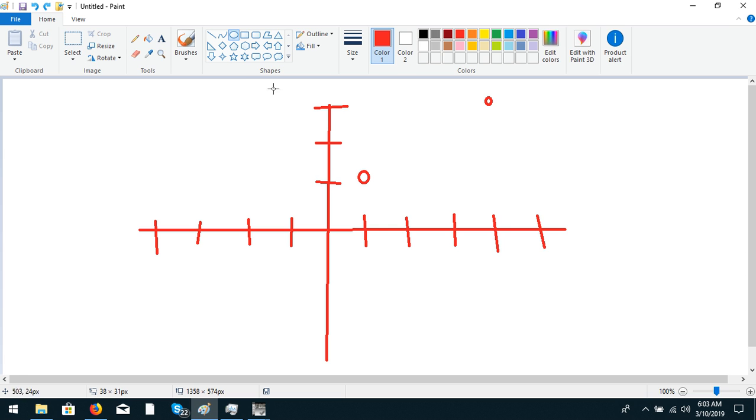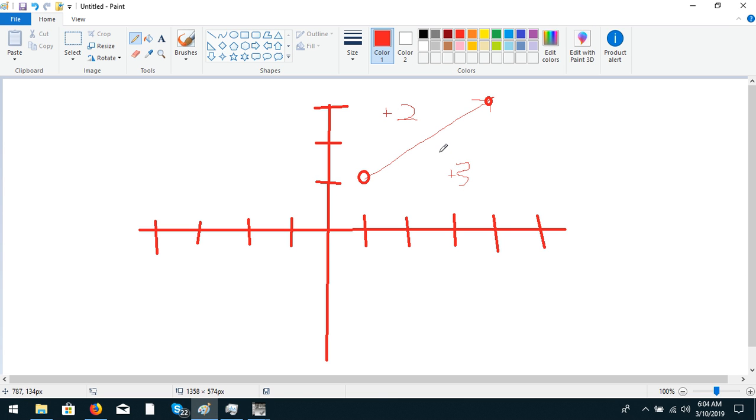There it is. Okay, so the value of x is a positive number as it goes from right here up to right there. The value of x is going to be 1, 2, 3. That's the value of x. And the value of y is going up 1, 2. So y is going to equal 2. Those are positive values.